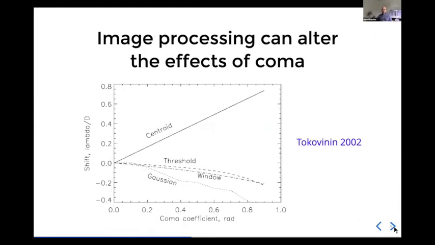So if you ask how different algorithms for doing a centroid respond to this leakage of high order aberrations, it turns out that they respond in different ways depending on how you process the image. This is the classical centroid, the classical center of mass algorithm, but there are various other centroiding algorithms you can use. If you vary the coma coefficient, the error you get varies differently with different algorithms. So how you process the image clearly matters.